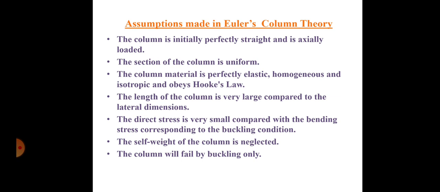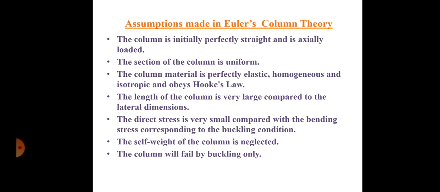First one is Euler's column theory. Second one is Rankine's theory. These two theories are very important. Apart from this, 2 to 3 other theories are available, which we need to refer. First one is Euler's column theory. What are the assumptions made in Euler's column theory?